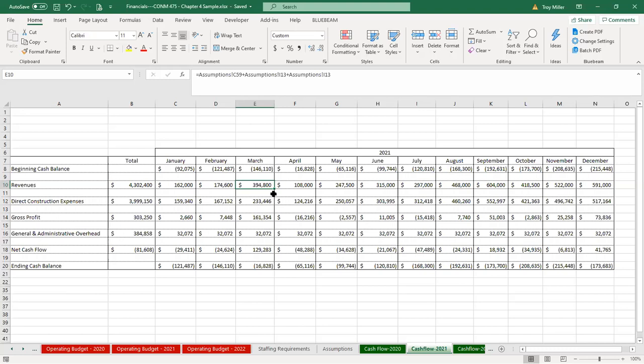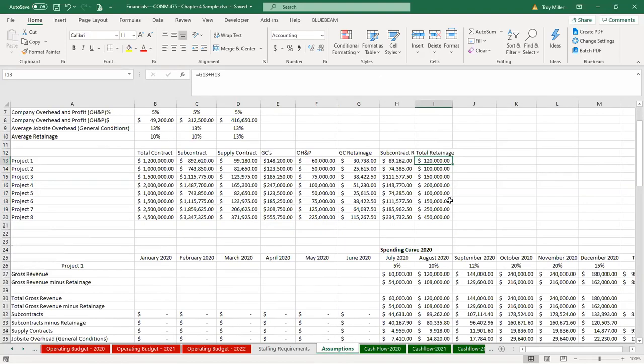And then just like that, on my direct construction expenses, I also have to make sure that I pay whatever retainage is due to subcontractors. So in that case, I added an additional $89,262 to my expenditures going out, because those will go out and pay those subcontractors that have had that retainage withheld.